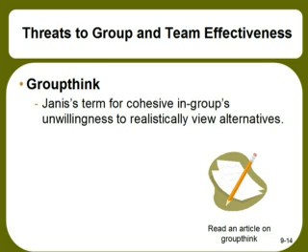Now that we understand the nature of groups and teams, let's turn to a discussion of some of the problems that may negatively affect their performance. Janis coined the term groupthink, which occurs when a team is so cohesive that it is unable or unwilling to realistically view alternatives. The Space Shuttle Columbia disaster has often been used as an example of the catastrophic consequences that can occur when a team suffers from groupthink.